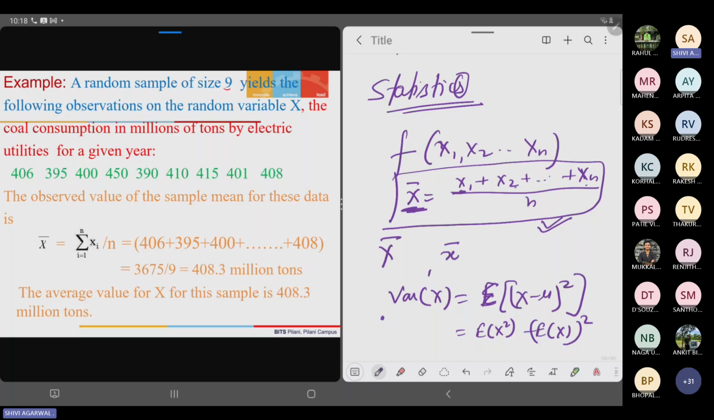In a random sample of 9, actually time is almost over, so I will upload the slides up to here. This example will also be there, so you just go through this example. Any doubt, you can ask.